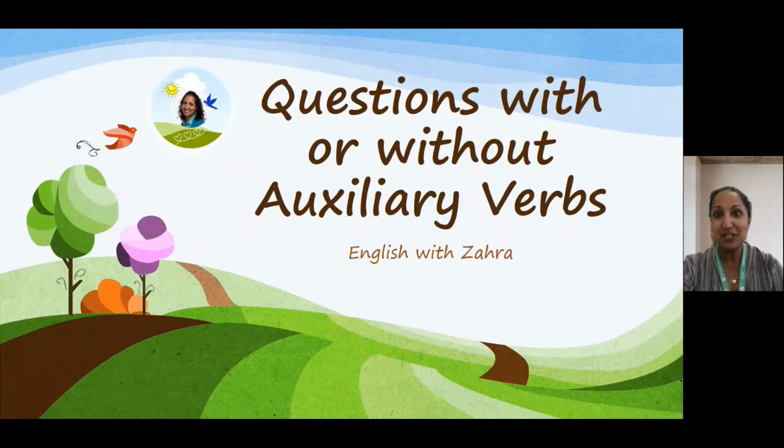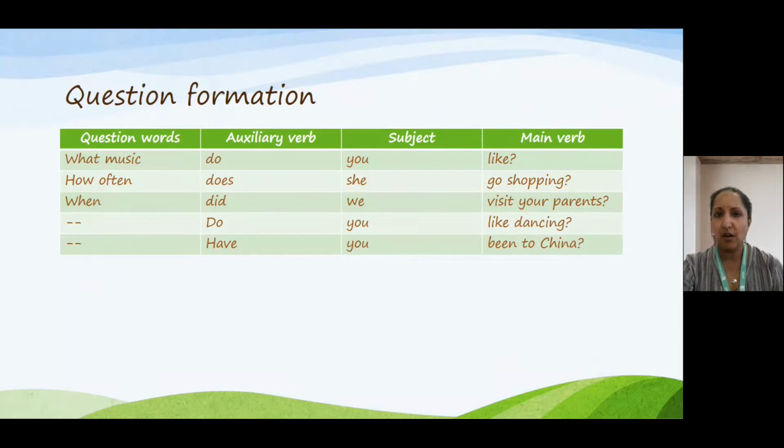Hi, today we're going to look at questions with or without auxiliary verbs. First of all, we'll start with questions with auxiliary verbs, because these are the normal way that people are taught to form a question from a low level. We start with a question word, then an auxiliary verb, then the subject, and then the main verb or verb phrase. For example, what music do you like?